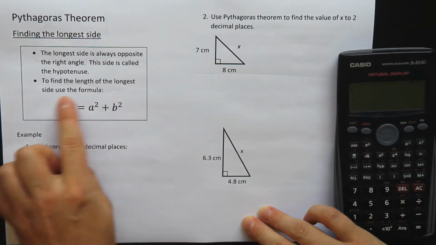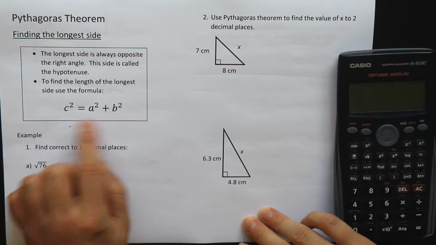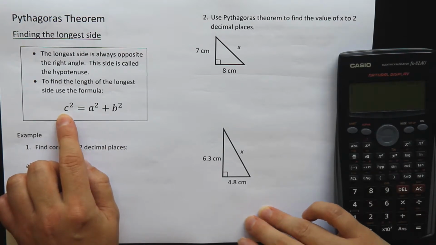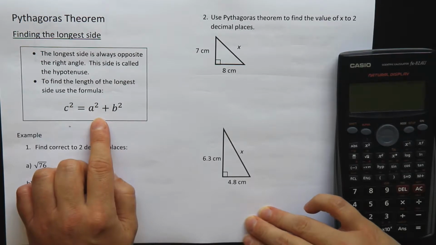And that is this formula here. C squared is equal to A squared plus B squared. C is the longest side and the A and the B are the two shorter sides.